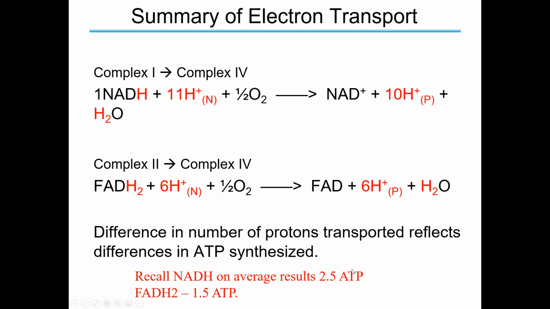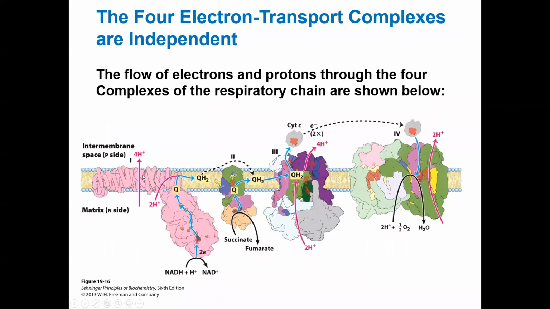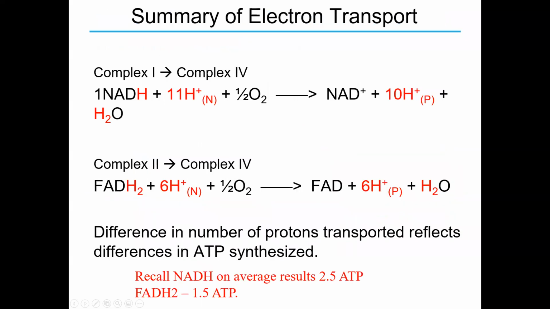This is why NADH on average produces 2.5 molecules of ATP, and FADH2 produces only 1.5 molecules of ATP, because FADH2 starts from complex 2. And if you recall, complex 2 does not pump any proton into the intermembrane space, whereas complex 1 does. That's your understanding of why you produce more ATP per NADH molecule versus per FADH2 molecule.